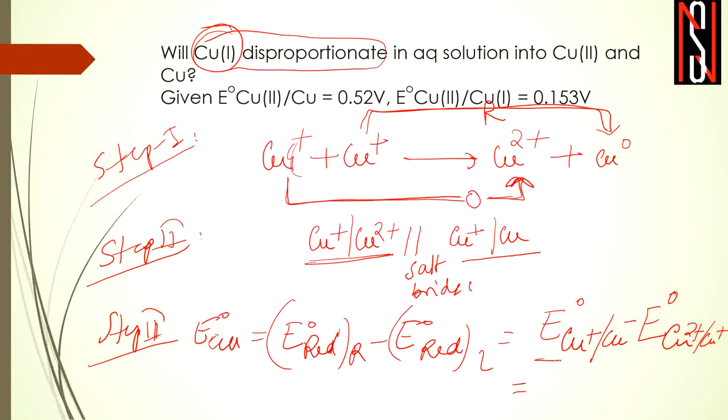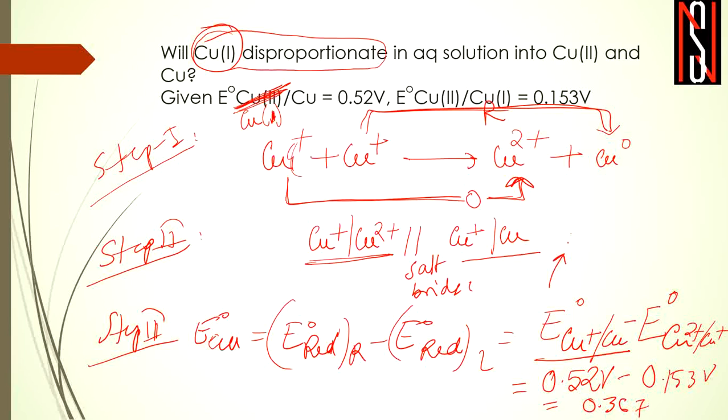So therefore E0 of Cu plus by Cu is already given. This is Cu plus by Cu. I have mistakenly written it as Cu2 by Cu. This Cu plus by Cu. So Cu plus by Cu is actually having the value of 0.52 volt, minus Cu2 plus by Cu plus, which is having the value of 0.153 volt. So all over it would be almost 0.367 volt.